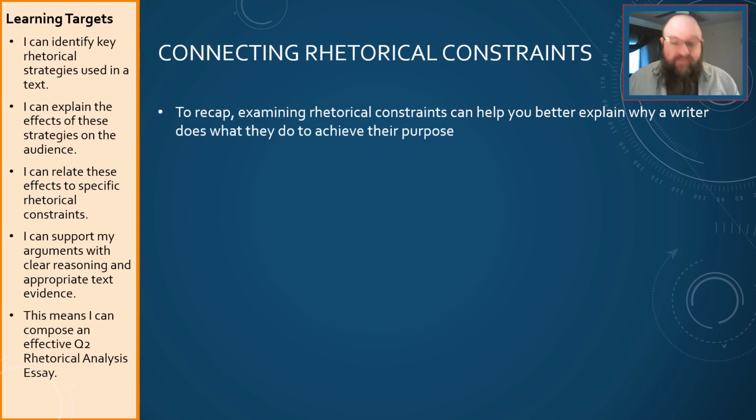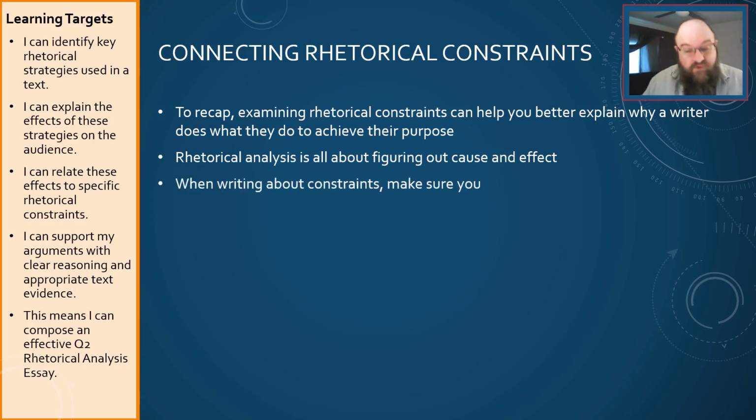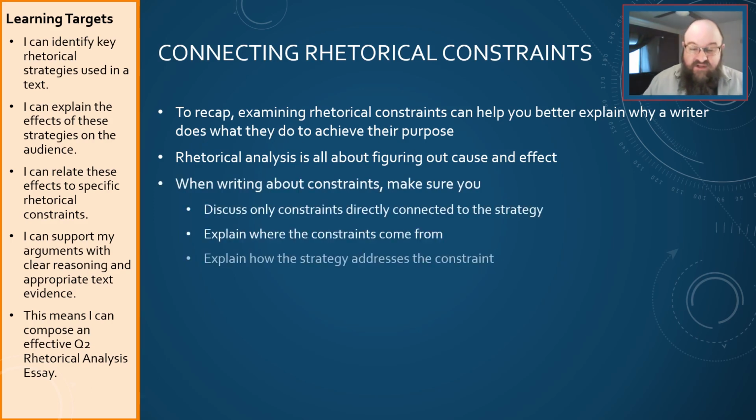All right, to recap, examining rhetorical constraints can help you better explain why a writer does what they do in order to achieve their purpose. Rhetorical analysis, keep in mind, is all about figuring out cause and effect. What is causing the writer to do what they do? When you write about constraints, make sure that you discuss only constraints directly connected to the strategy, explain where the constraints come from, and always connect the constraints back to how it addresses the strategy.